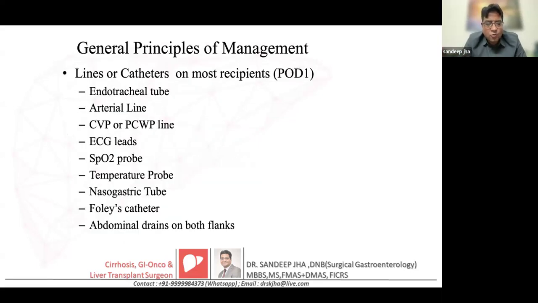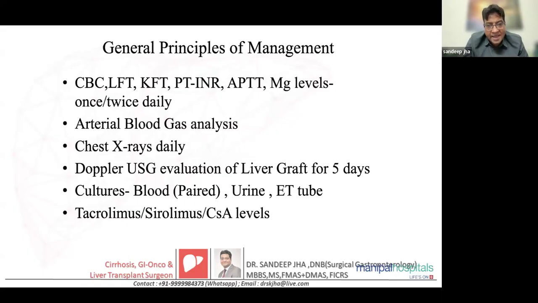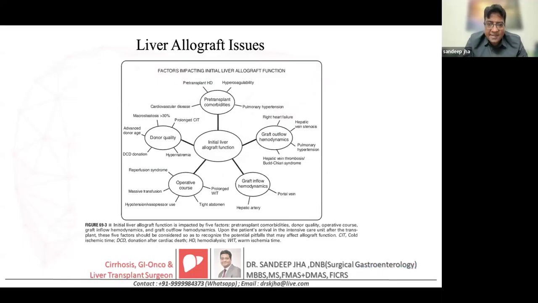Our recipients have all these lines when they are in the OT and when they come out to the ICU after the transplant. They will have an endotracheal tube, an arterial line, a central venous line or a wedge pressure, ECG, SpO2. They have a temperature probe, nasogastric tube, Foley's catheter, and maybe 2 or 3 abdominal drains when they come out of the OT. Every day we monitor these patients. We keep the recipients at least around 18 days in the hospital, and every day these tests are done to make sure that the liver graft is functioning properly and there are no problems with the liver graft.